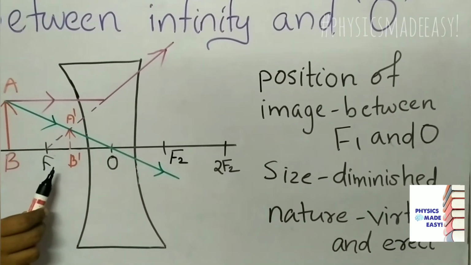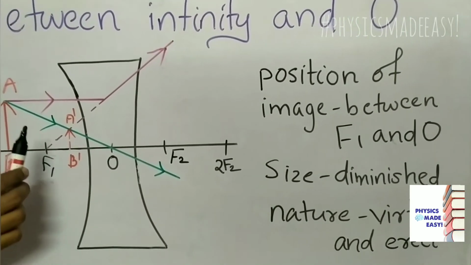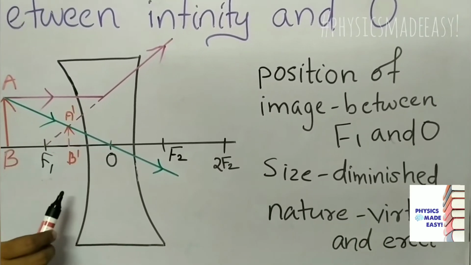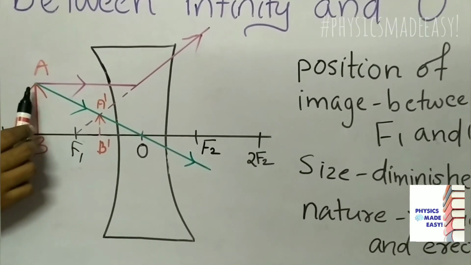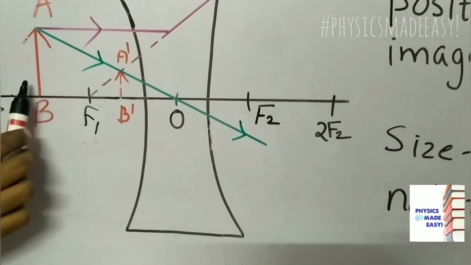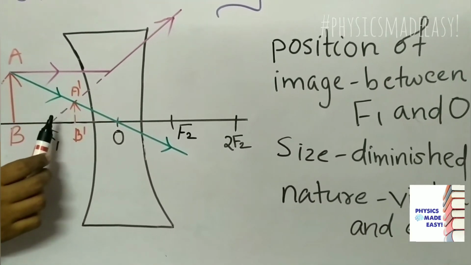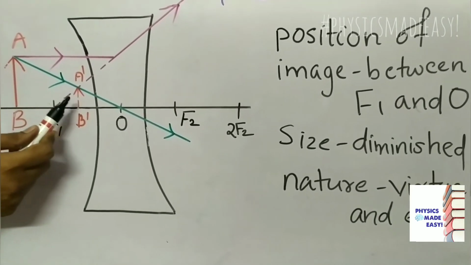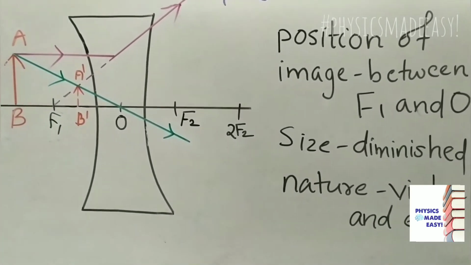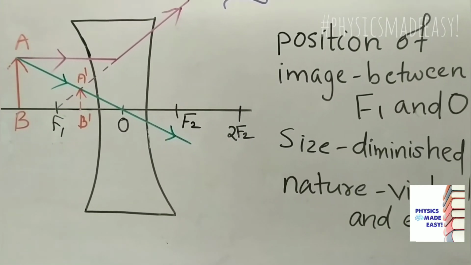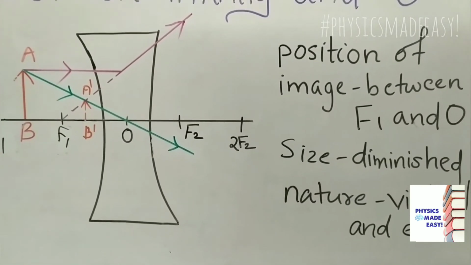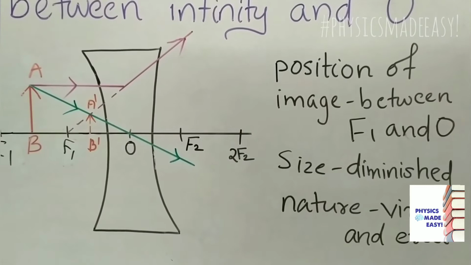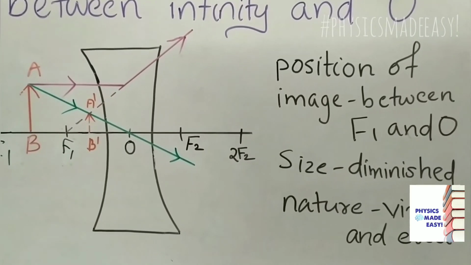This is very important: the position of the image you will get is between the optical center and F1 of the concave lens. What about the size? If you compare the size of the object and the image, you can see the size is decreasing. Here you are getting a diminished image. The nature, you know, is virtual and erect. So if you place an object between infinity and the optical center of a concave lens, you will get a diminished, virtual and erect image between F1 and the optical center of the lens.